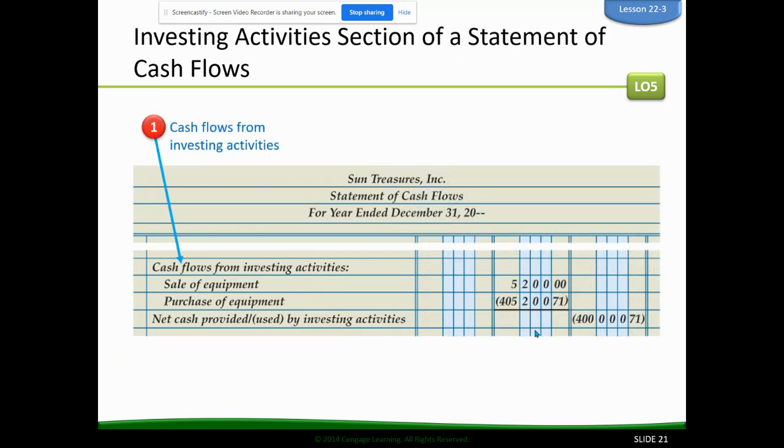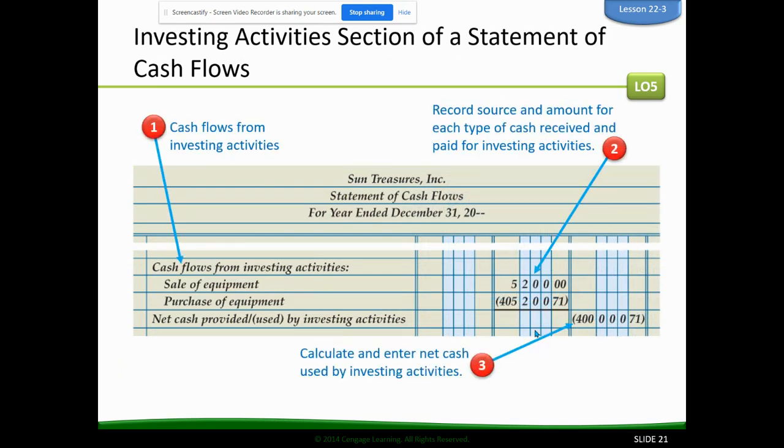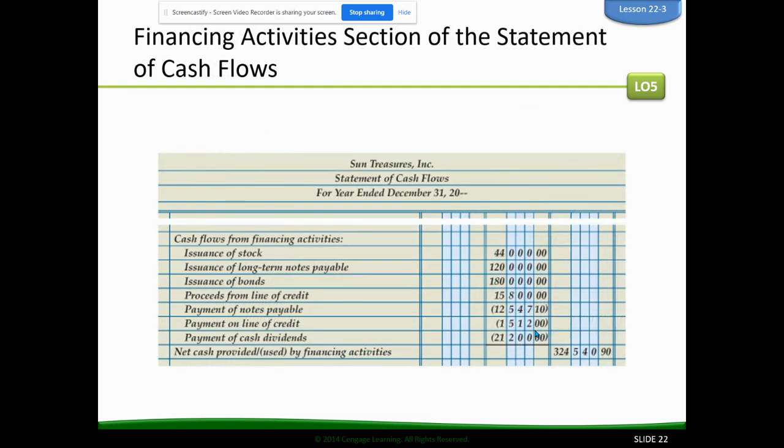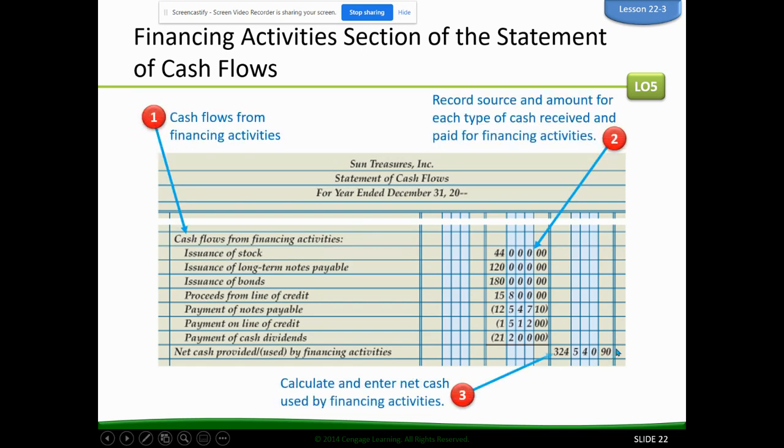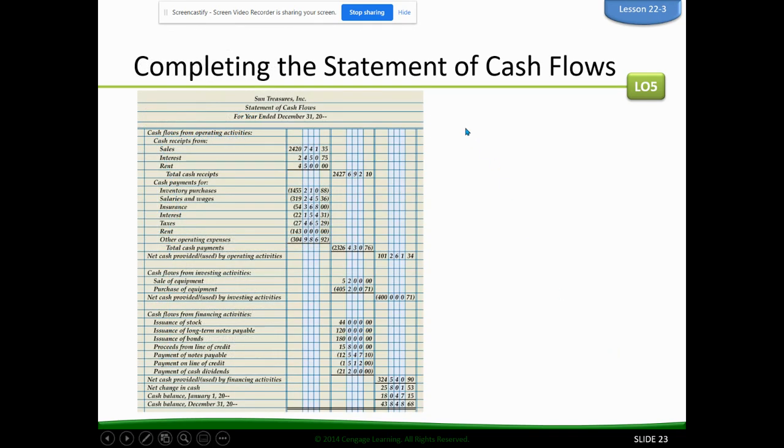The second part is the cash flows from investing. It's a pretty small portion. And then the last part is the cash flows from financing. So stock, payables, bonds, all of that stuff will go in. Notice we have a couple of negatives. Those are payments. That's why they're negative, because we had to pay them. And then overall, it'll look like this.